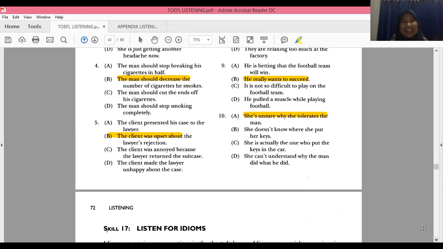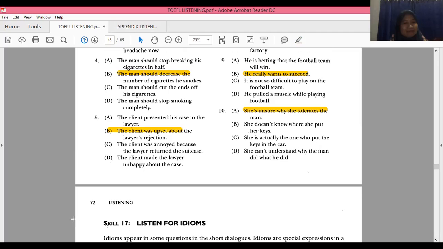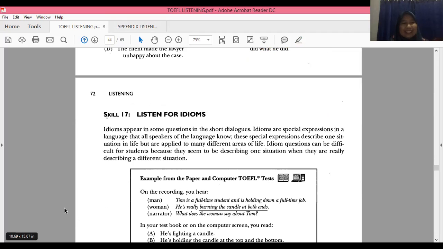Itu aja intinya. Jadi be careful, karena satu verbs bisa jadi dia ketambahan preposition dan merubah makna. So we need to sharpen our ear. Okay. Here is the last skill for dialogue, or for short dialogue.